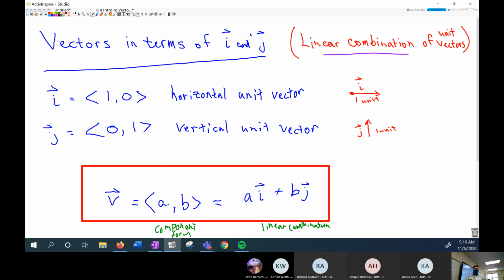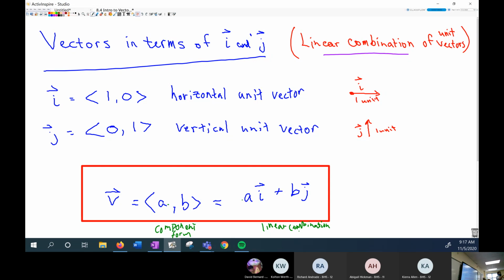Since we're defining i as a little 1-unit horizontal vector and j as a 1-unit vertical vector, I can take this component form and write it as what we call a linear combination. Now it looks more like an expression or an equation that we use algebra on. So now it becomes, I have this many of these i vectors, because the a is the horizontal component, plus the b being the vertical component, I have that many of those little vertical vectors. And so I can write this as an algebraic expression.